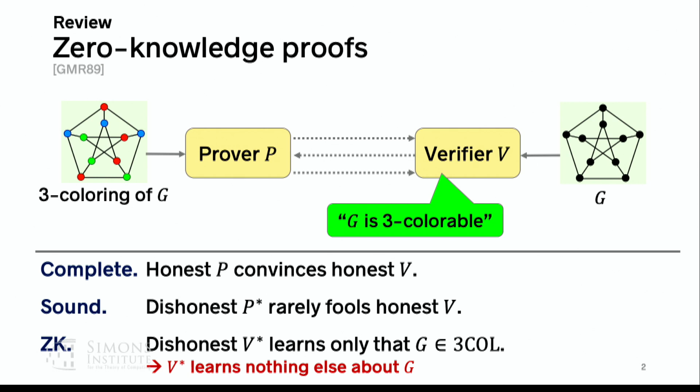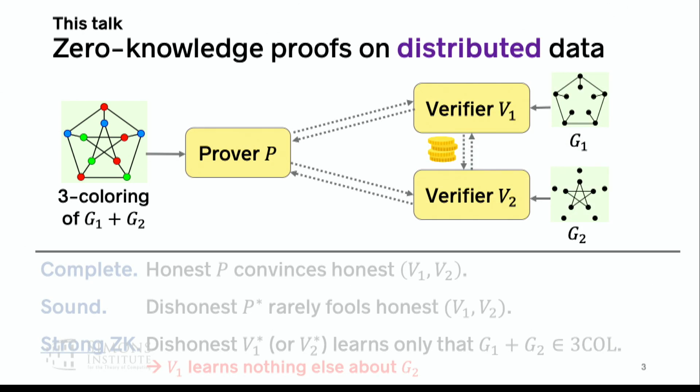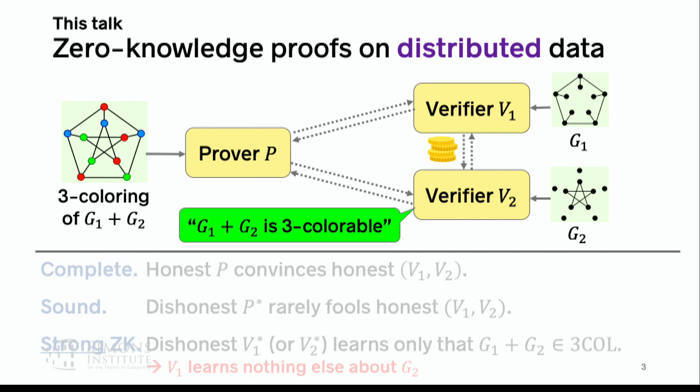In this talk, we're actually not going to be looking at this type of protocol. We're going to be looking at a twist on the normal setting in which we have multiple verifiers. Each verifier is only going to take as input a piece of the graph. The prover has the entire graph and knows the three coloring, and is going to try to convince the verifiers that hold this graph in distributed fashion that the graph they're holding together is three-colorable.